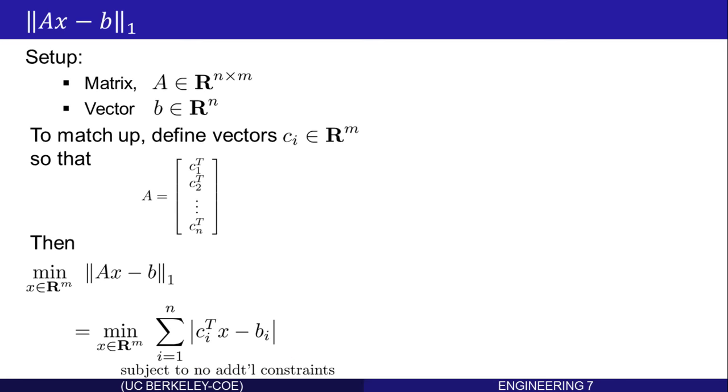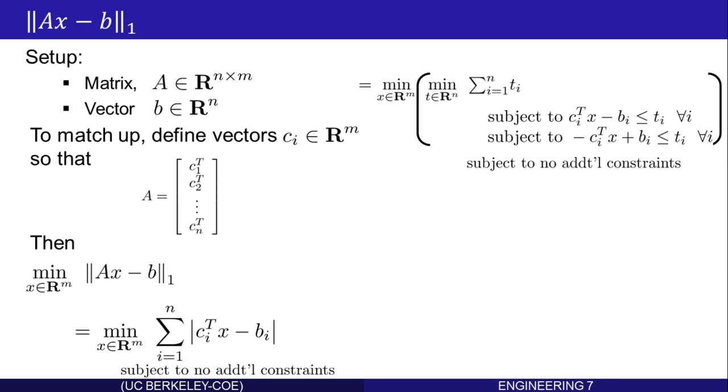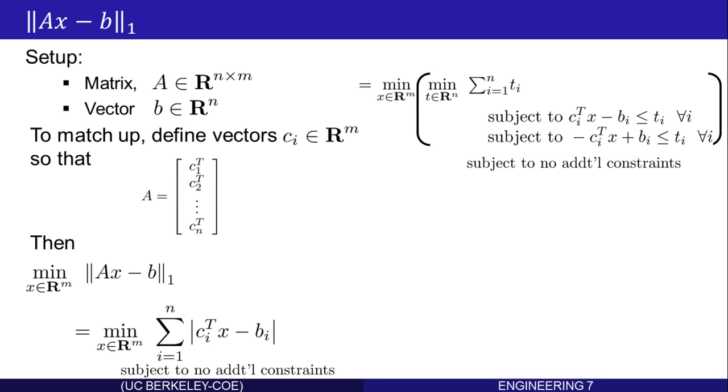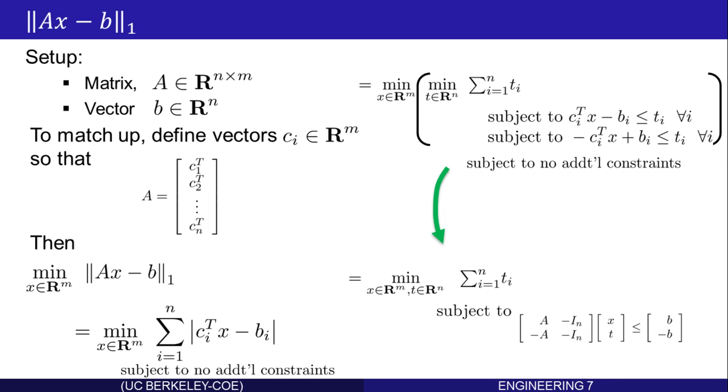As we learned in the previous unit, the summation of absolute values can be written as a minimization. The bracketed term is the summation of the absolute values for any value of x. Find the smallest summation of real numbers ti such that each real number ti is greater than ci transpose x minus bi as well as the negative. Now I'm going to leave one step for you to verify yourself, and finally we'll end up with this very clean expression where we have a linear objective involving the sum of the t's as well as 2n linear constraints.